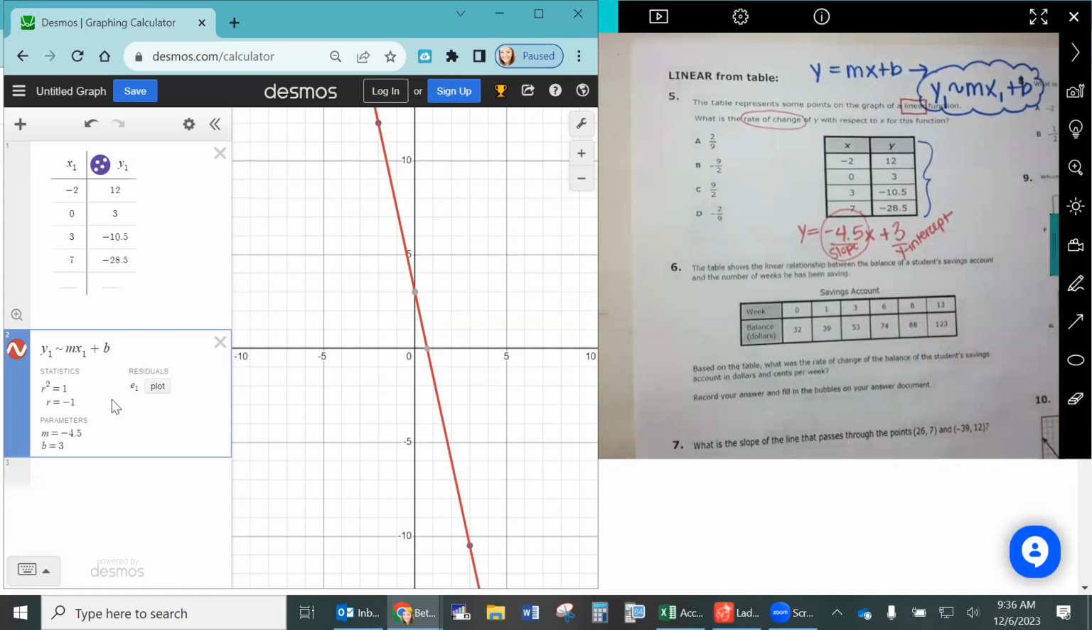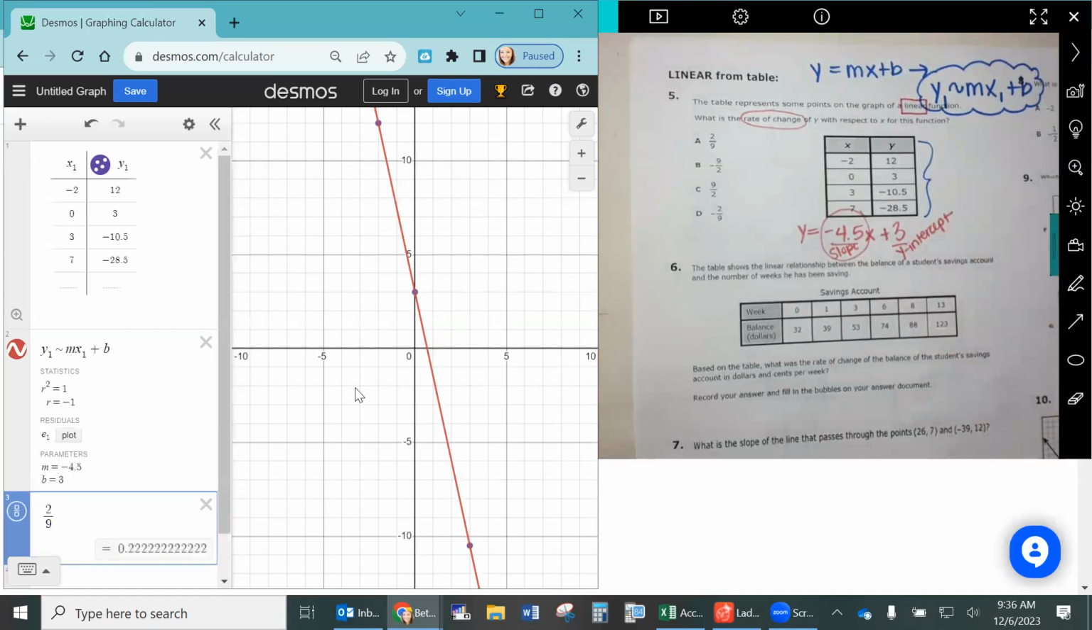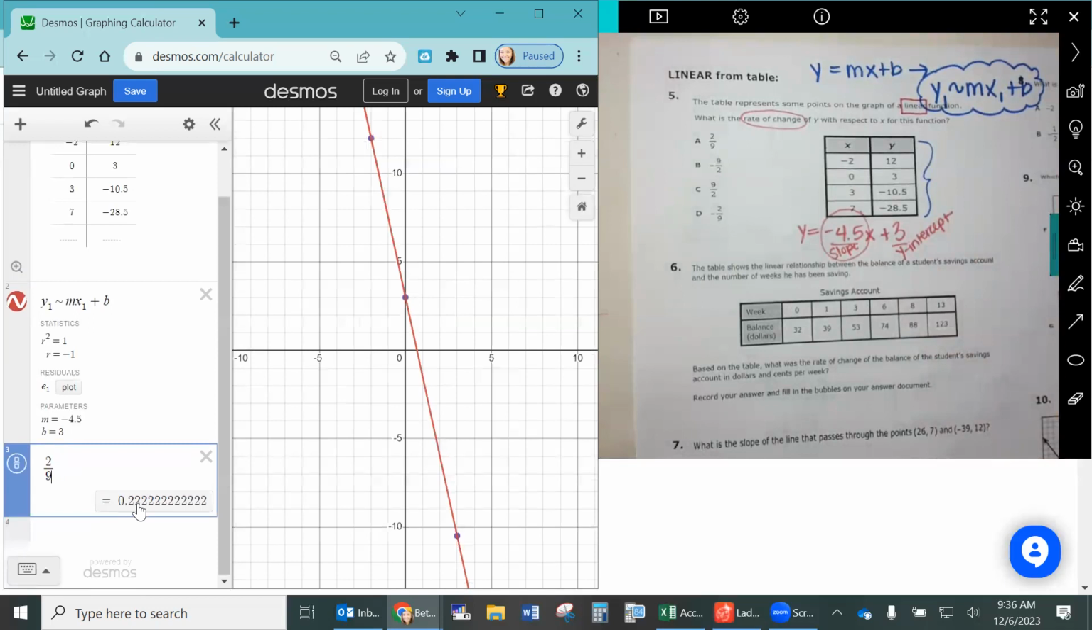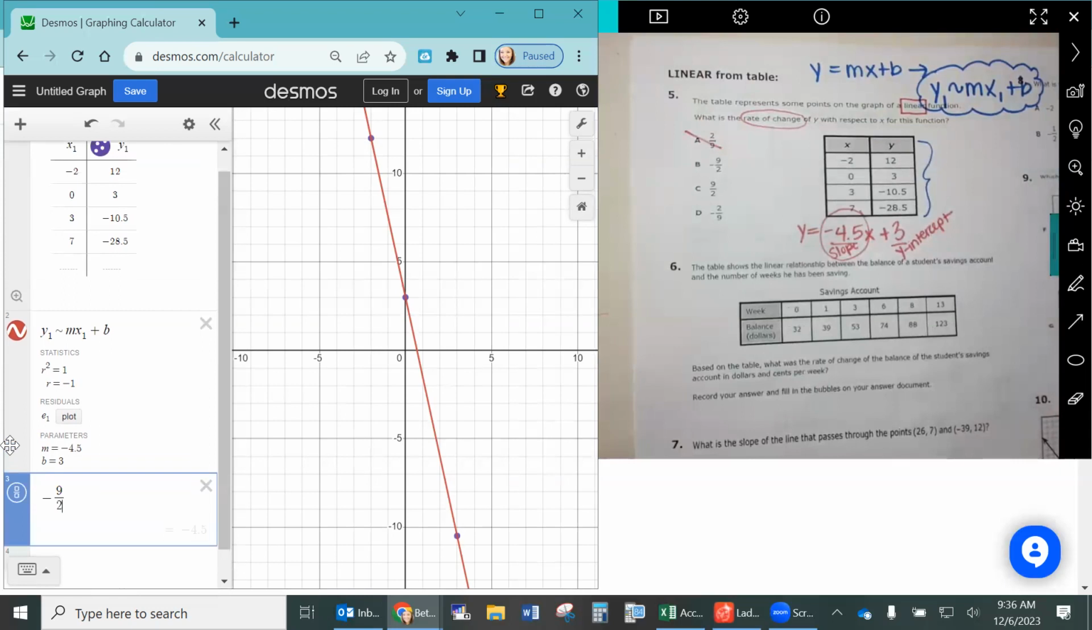So I know I want my answer to be -4.5, but the problem is that all of my answers over here on my worksheet are fractions. So what I can do is just see which of these fractions are the same as -4.5. If I do 2/9, that is 0.222. That is not what I want. -9/2, let's see what that is. Oh look, -4.5. So B is going to be our guy.